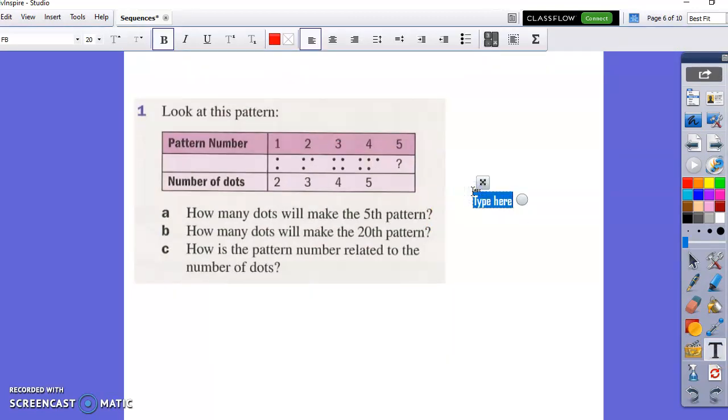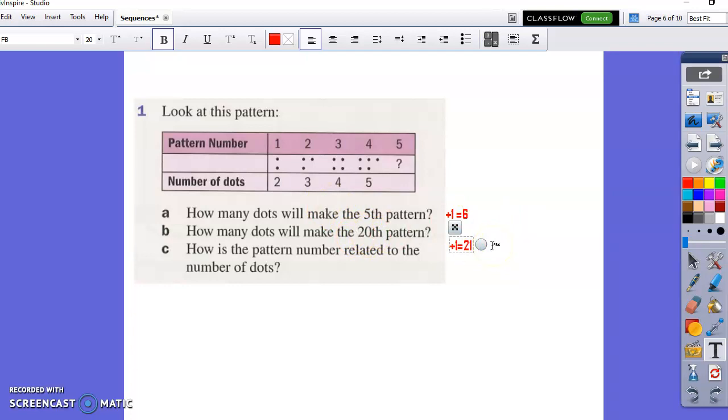So since I have plus 1 for each term, and for this one it will be 6. For 20 again I will have plus 1 and it will be 21. So the 20th term will have 21 points.